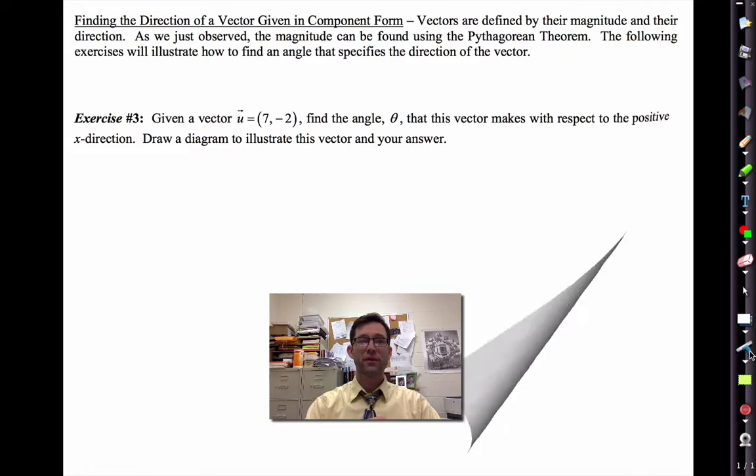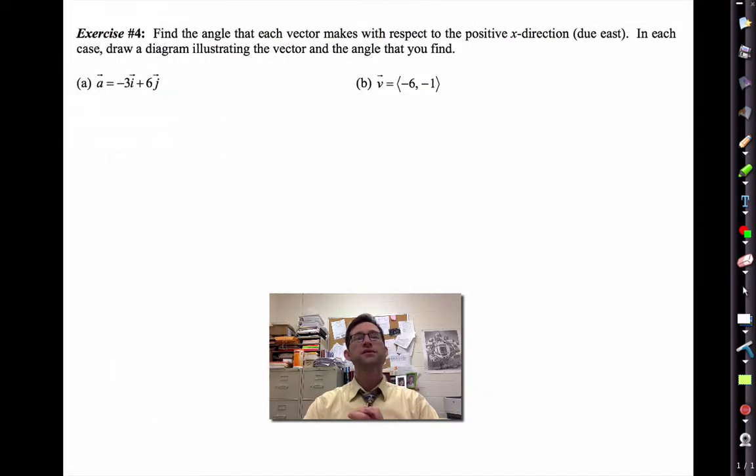All right. Let's do it. It says, find the angle that each vector makes with respect to the positive x direction, due east. In each case, draw a diagram illustrating the vector and the angle you find. So what I'd like you to do now is pause the video, find both of these angles. They're going to be kind of ugly, and draw diagrams, but take as much time as you need to.